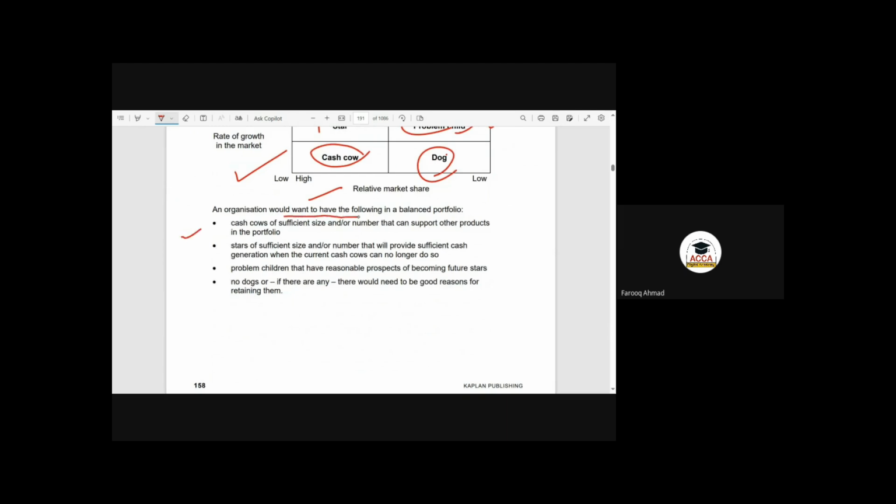An organization would want the following in a balanced portfolio: cash cows of sufficient size and number that can support other products. Stars of sufficient size and number that will provide sufficient cash generation. Problem children that have reasonable prospects of becoming future stars. No dogs, or if there are any, there would need to be a good reason for retaining them.